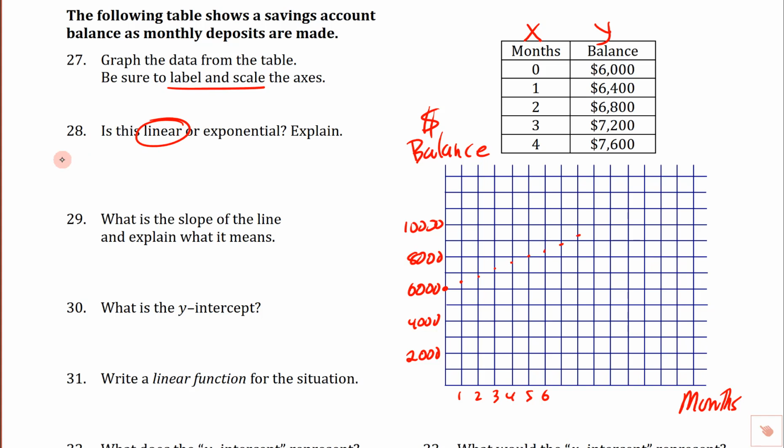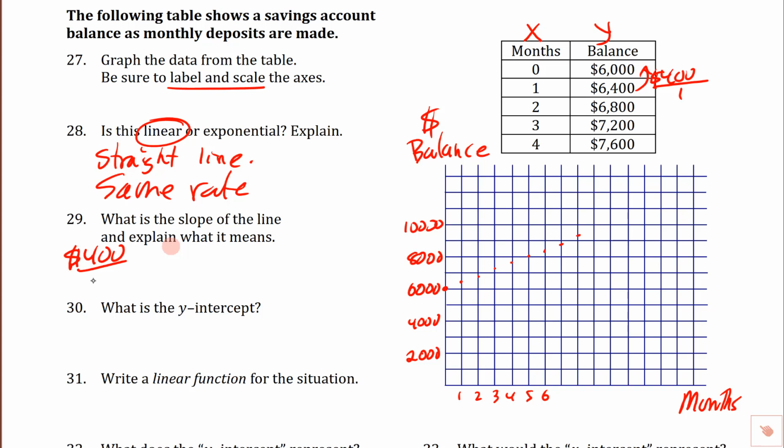So this is linear. And the reason it's linear is it makes a straight line, and we could also say this has the same rate or the same slope all the way through, which brings us to the next question. It says, what is the slope? Well, we can tell from here to here it went up $400 in 1 month. So let's go ahead and write that down. It goes up $400 in 1 month. Okay, and by labeling that, we've kind of explained what that means, and I'll just go ahead and write one more time, $400 per month.